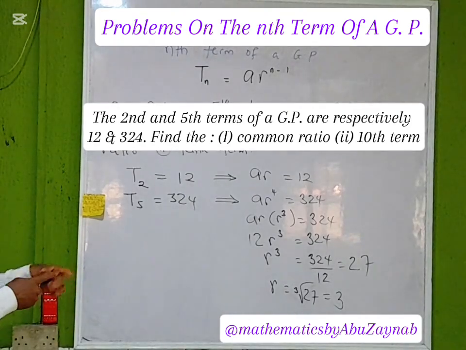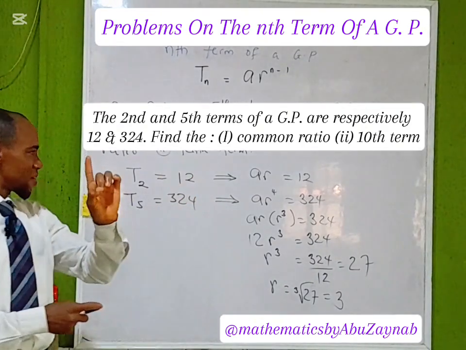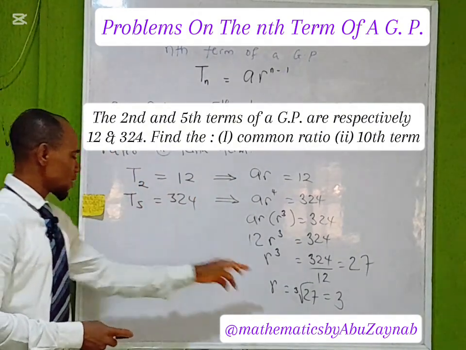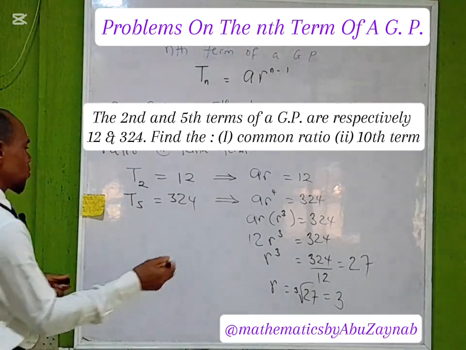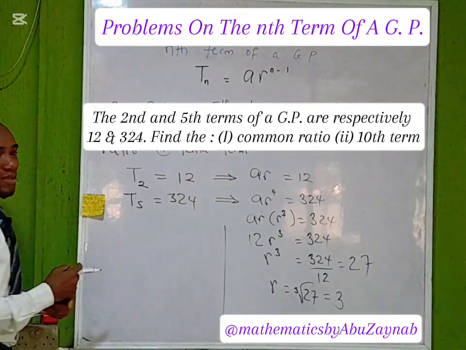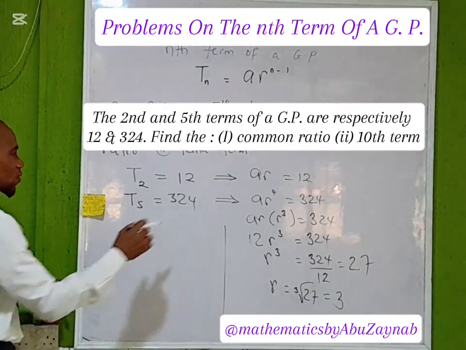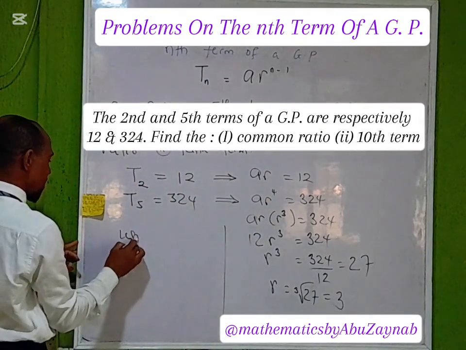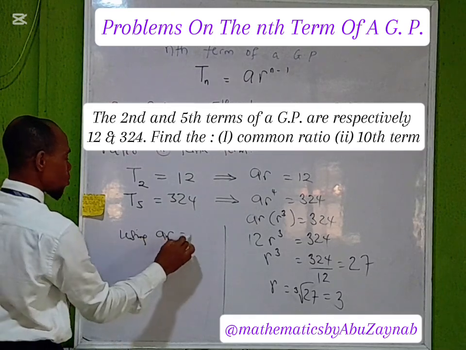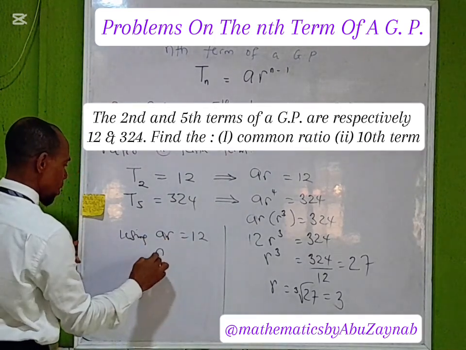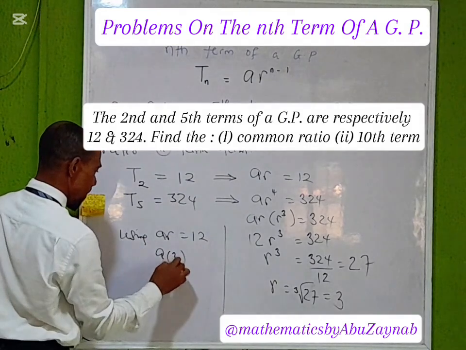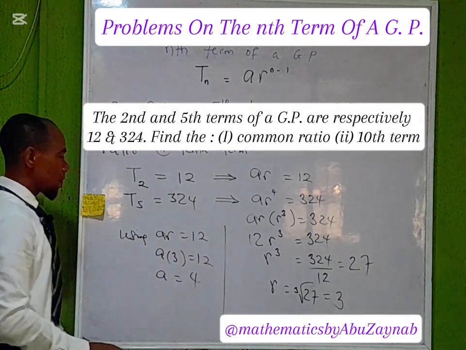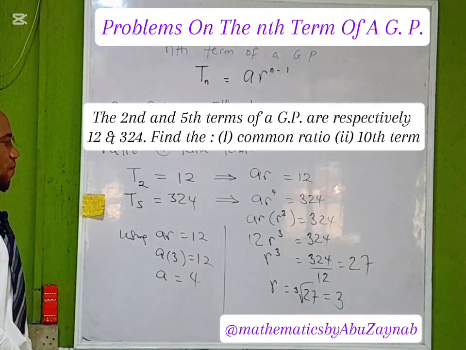Now, we've gotten the first part. We have to find the 10th term. However, we know that without a and r, we can't do much. We've gotten r, of course. What then is a? Even though a was not directly required, it's inevitable to get a. So to get a, we need to go to any of the equations. If I use ar equals 12, I can then say ar, that is 3a, equals 12. So a is going to become 4. So therefore, a is 4, r is 3.